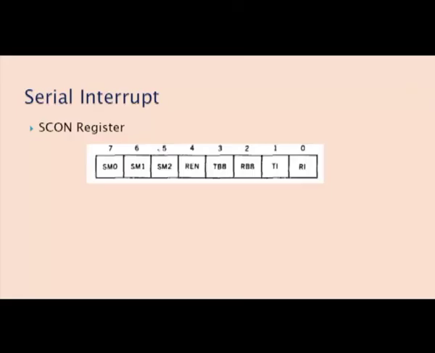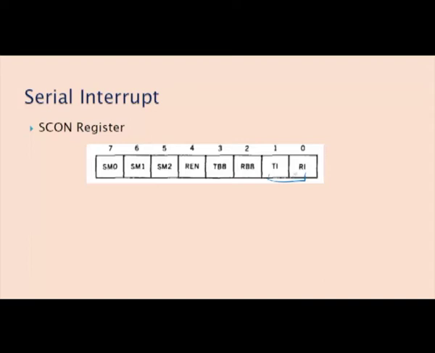Another one is the serial interrupt, which is activated by the SCON register. The SCON register is an 8-bit register, a serial control register, which gives the control information about the serial communication. Among the 8 bits, 2 bits are reserved for the interrupts: one for the transmit interrupt, another for the receive interrupt. The next 2 bits are reserved for the frame size, either 8-bit or 9th bit of information.